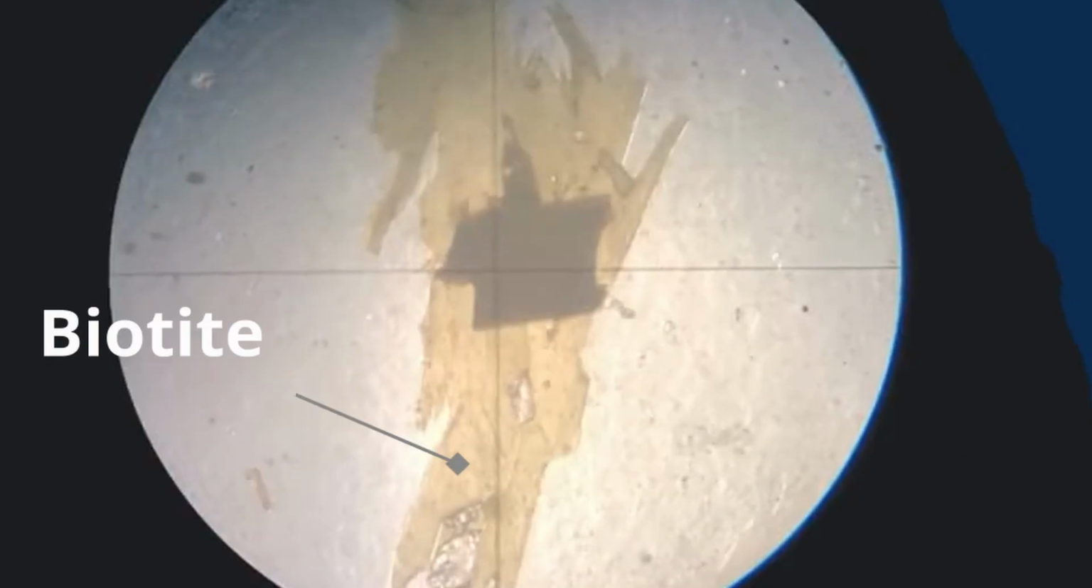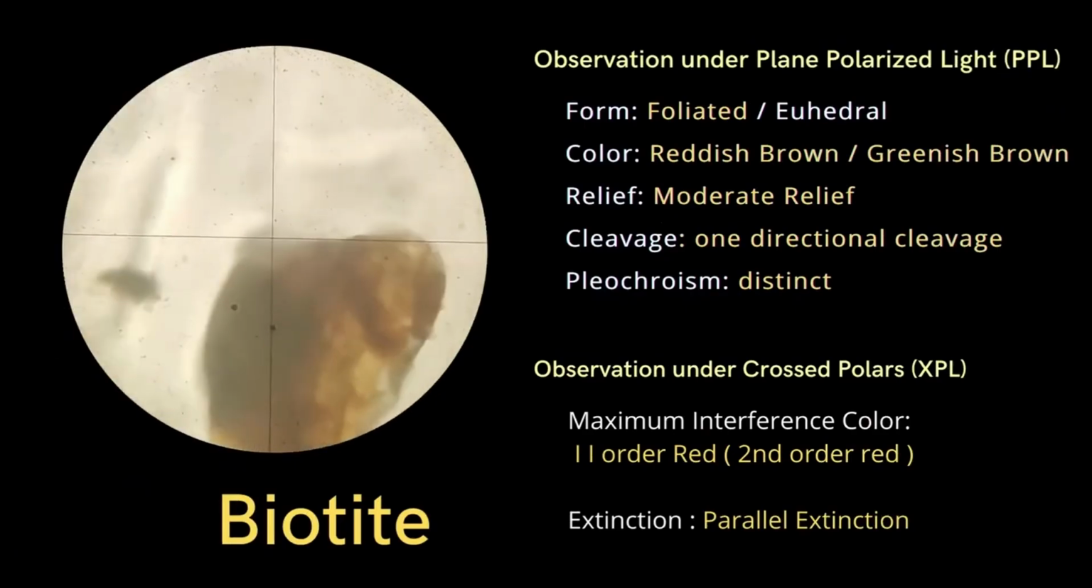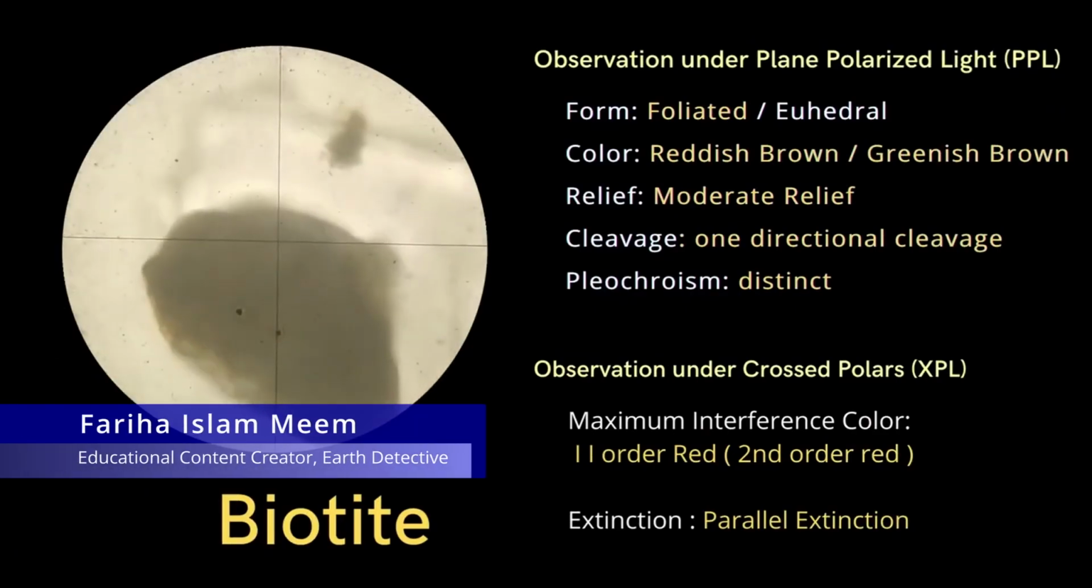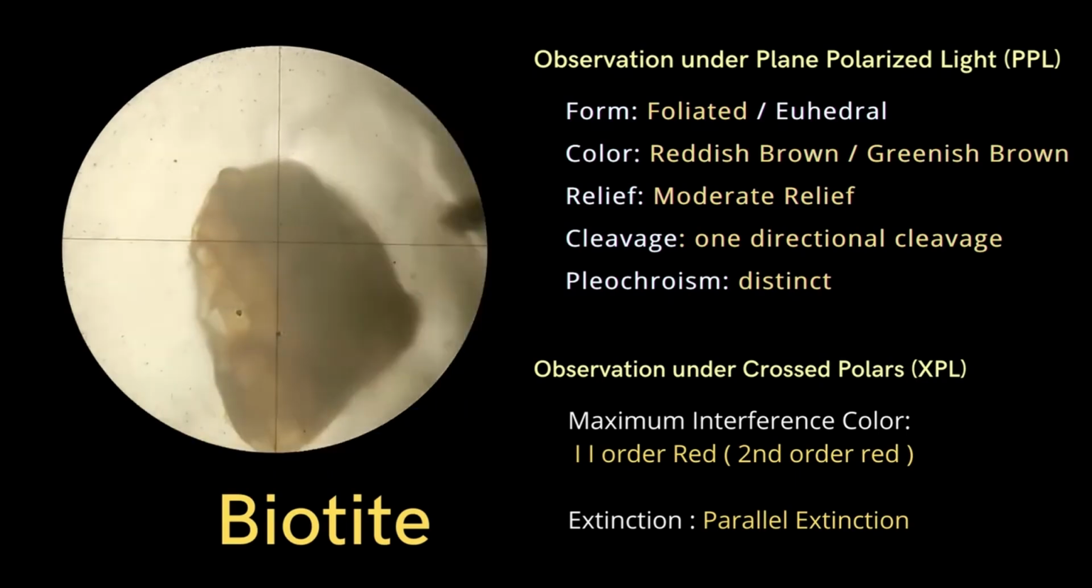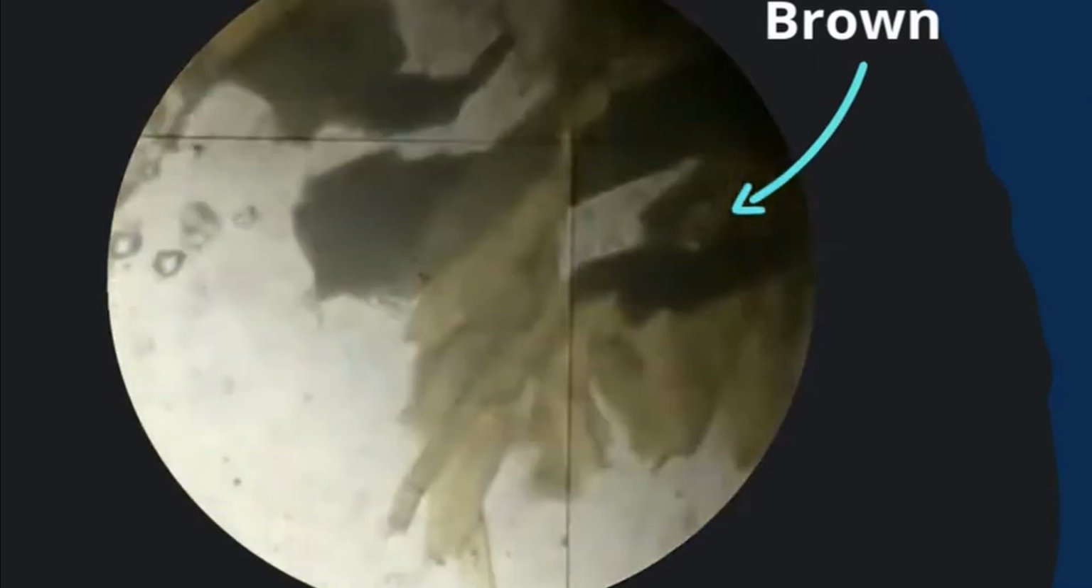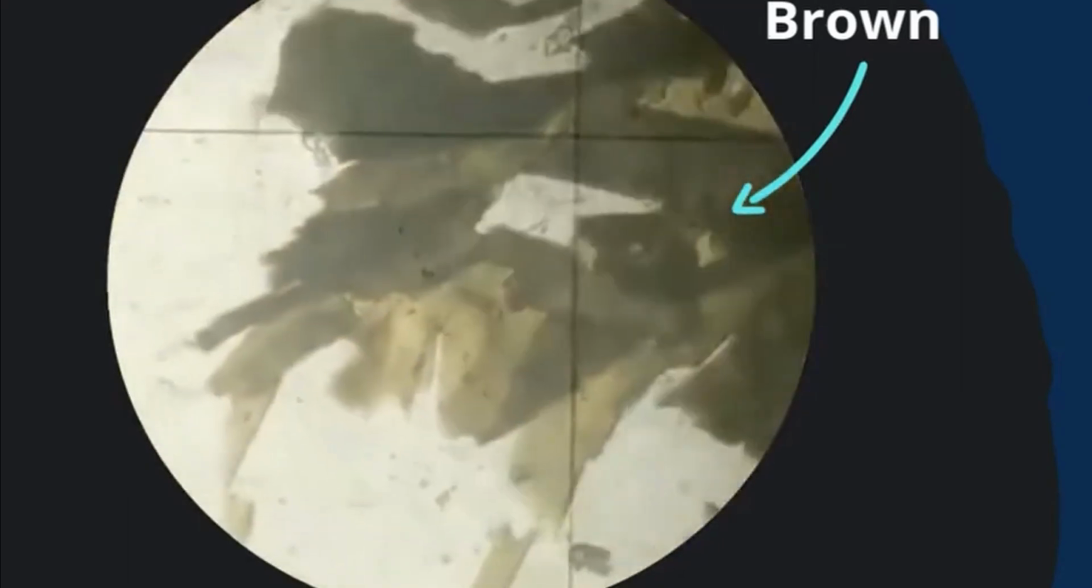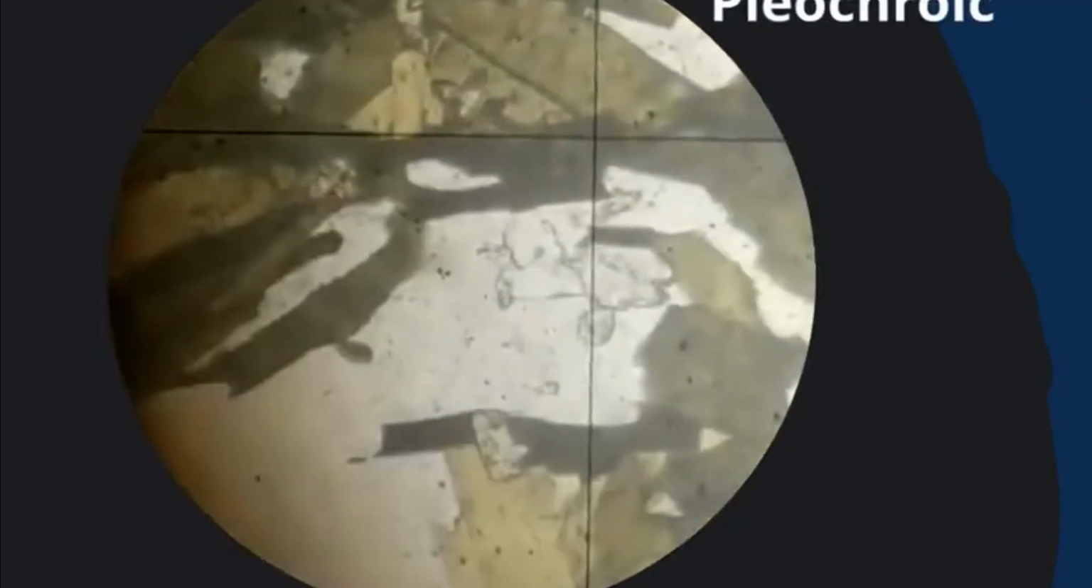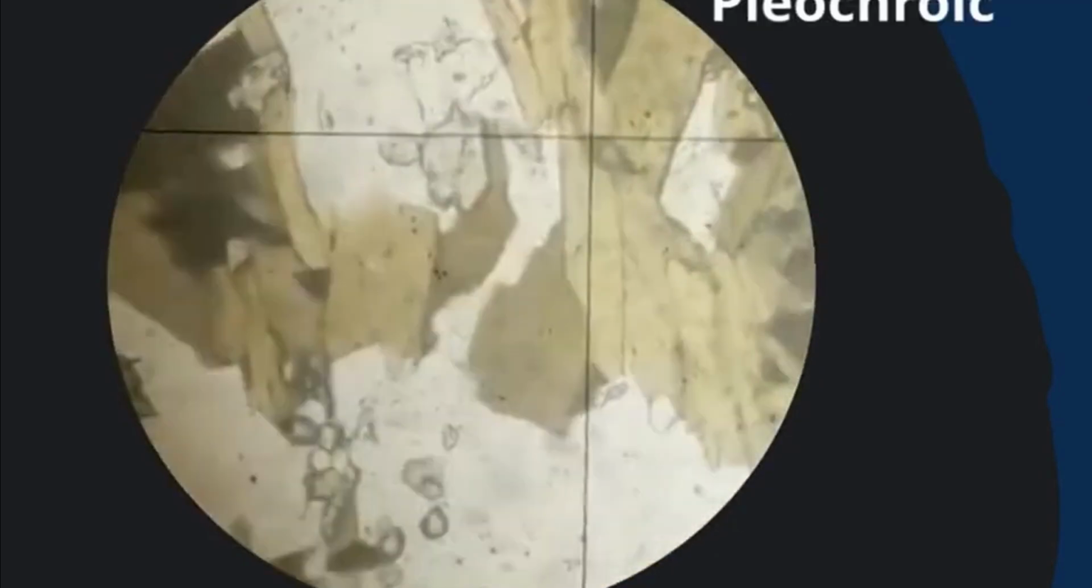Biotite is a member of the mica family. First, let's study biotite under plain polarized light. The biotite grain appears foliated to subhedral in form, showing its characteristic platy structure. Its color ranges from reddish brown to greenish brown, depending on iron and magnesium content.